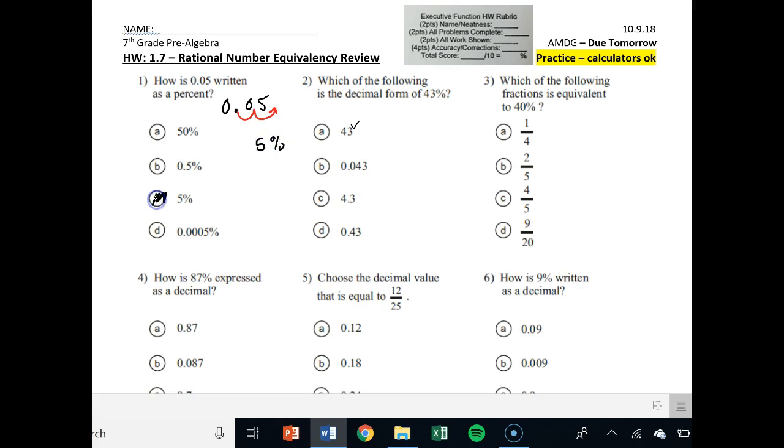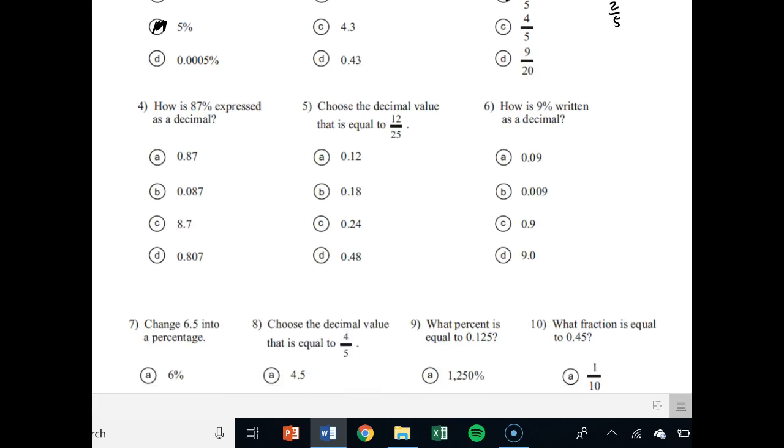C. Number two, which of the following fractions is equivalent to 40%? Remember, percent means per 100, so we say 40 over 100, and then we simplify it, right? So divide by 20, and I get my answer of 2/5, so B. All right, again, you can be double checking all of this with your calculator.